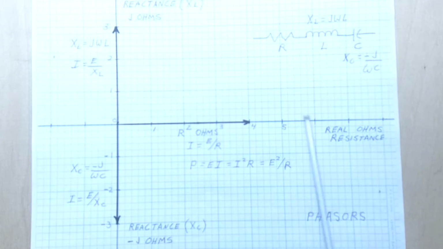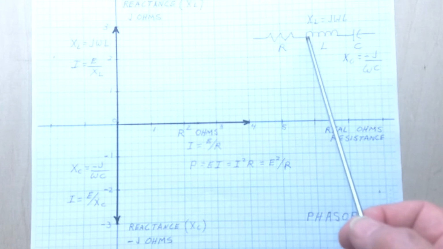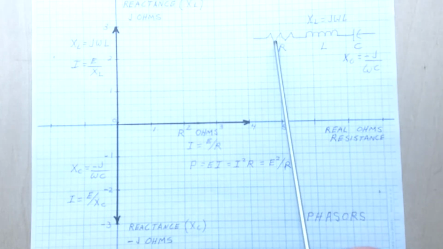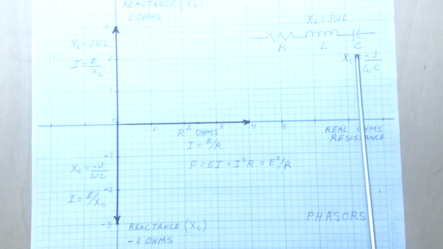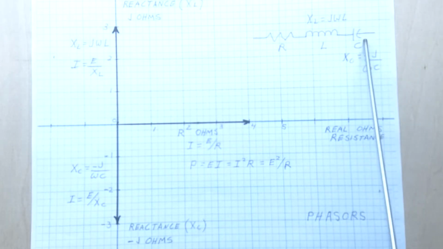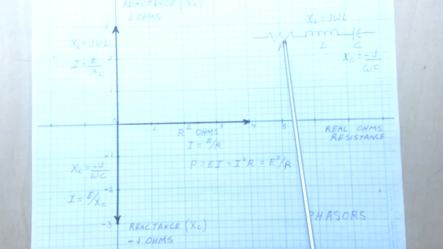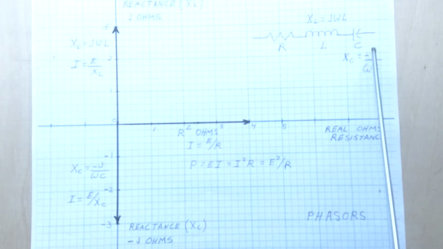The voltage across the inductor would lead the voltage across the resistor by 90 degrees. The voltage across the resistor is in phase with the current, so this means that E leads I by 90 degrees in the inductor. The 3 volts across the capacitor is shifted 90 degrees, lagging the resistor voltage, and 180 degrees lagging the inductor voltage.